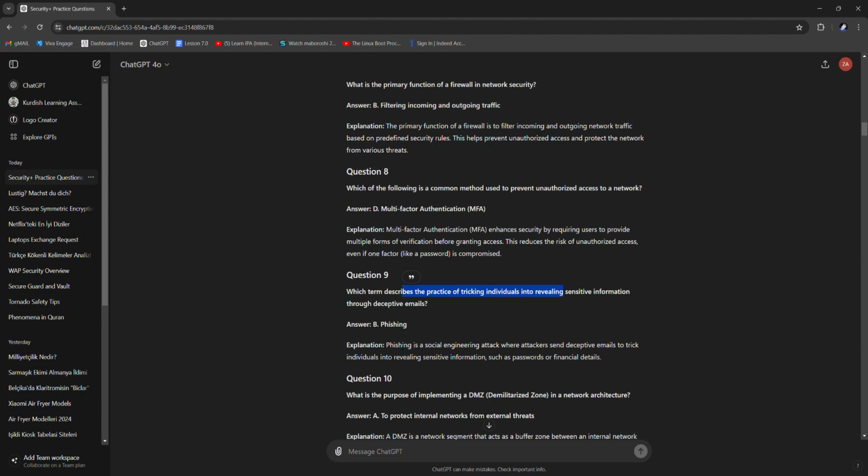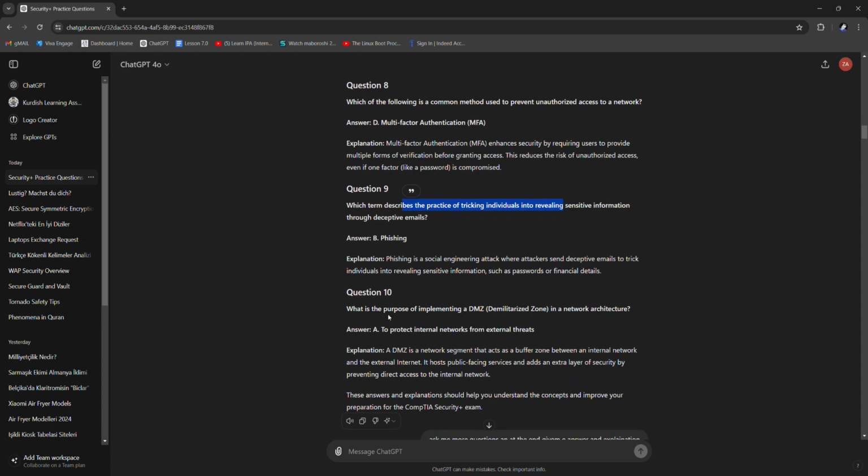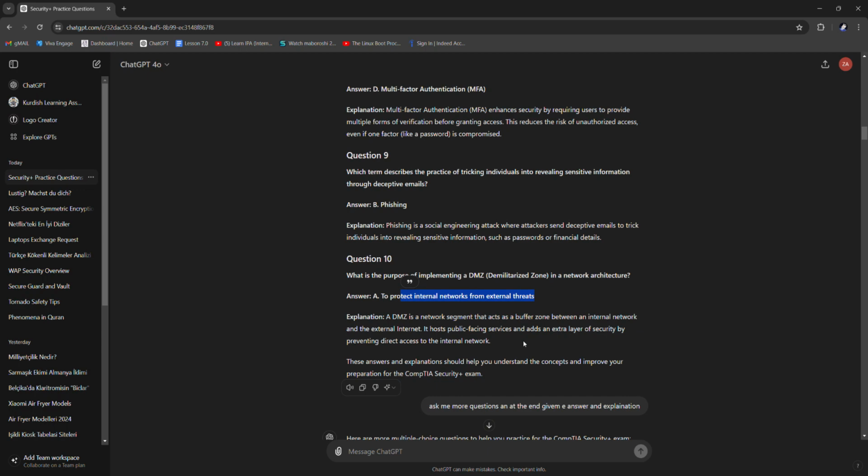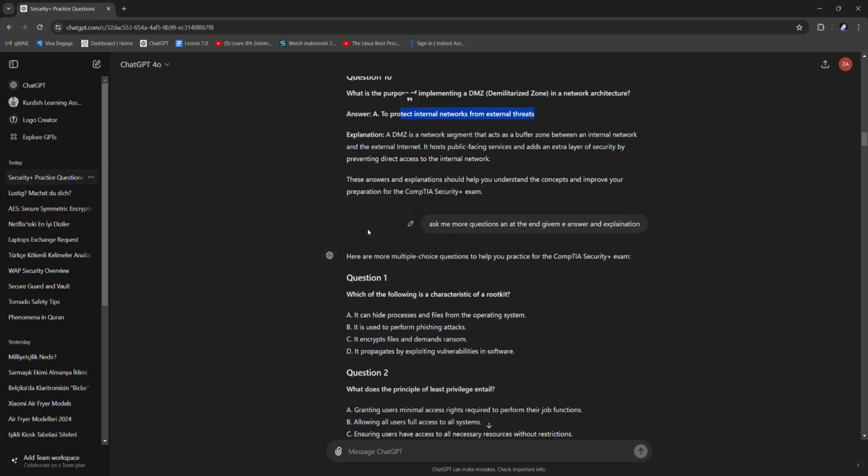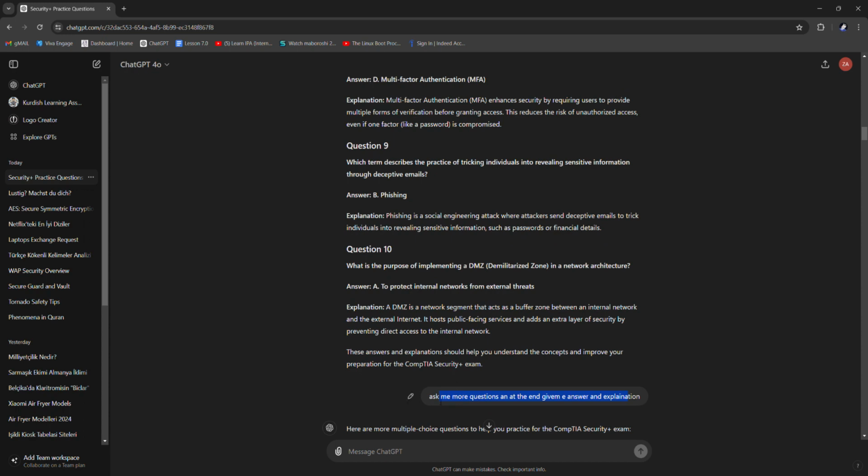Which term describes tricking individuals? Phishing. Phishing is a social engineering attack where attackers send deceptive emails to trick individuals into revealing sensitive information such as passwords or financial details. Demilitarized zones, as we said, protect internal networks from external threats, and we explained the idea. So here we asked ChatGPT. Let's stop here.